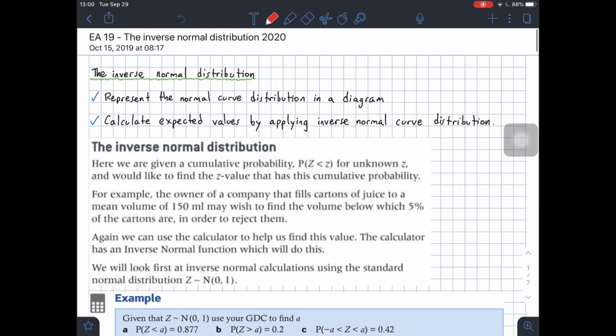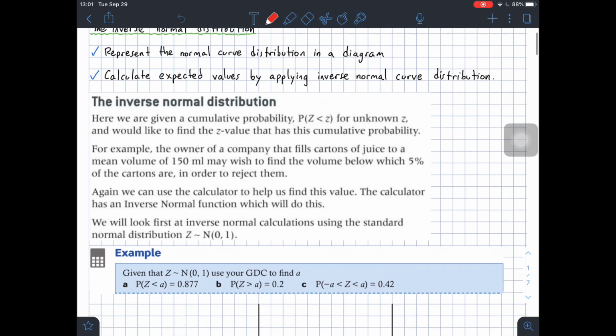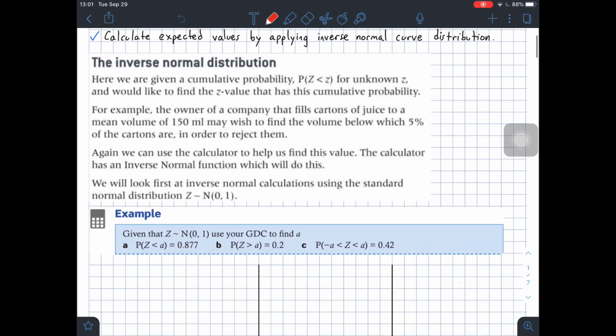So, objectives for today's class. Number 1, represent the normal curve distribution in a diagram, which is something you should already know from previous classes. And number 2, calculate expected values by applying inverse normal curve distribution, which is the new thing we're going to learn about. Okay, so what is the inverse normal distribution?